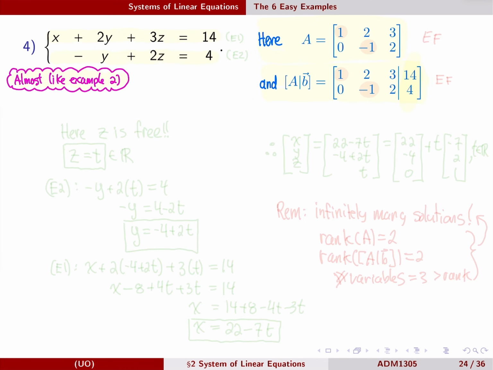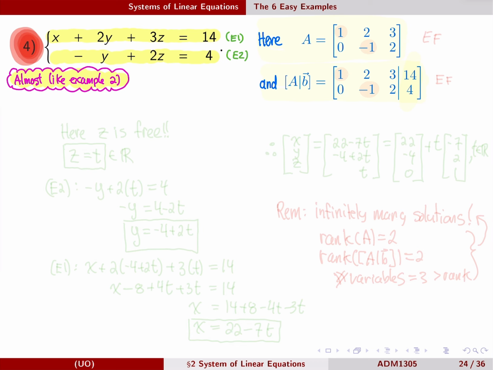My next example is basically example 2, but I'm going to remove the third equation. So now I have only 2 equations. This example is very close to example 2. It's good to look at examples 1 and 3 together, and the same for 2 and 4. So now I have x plus 2y plus 3z is equal to 14. That's my equation 1. And my second equation is minus y plus 2z is equal to 4. I'm going to label that as equation 2.